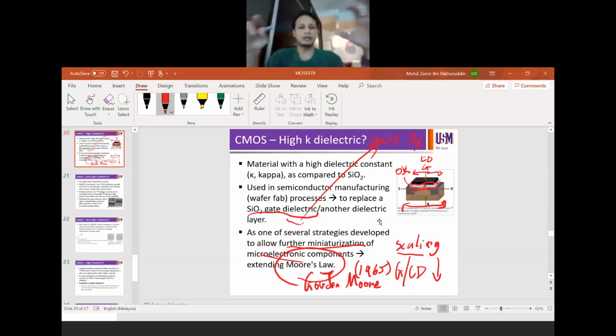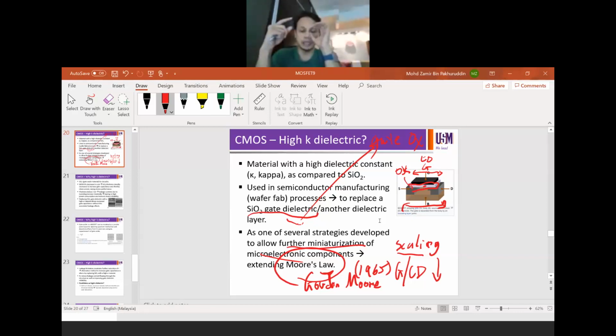Okay, so then maksudnya you have to do the scaling to be able to extend the law forever, but it couldn't go forever sebab you are limited. Kalau you are pushing down the gate up to certain extent, how much can you push? Theoretically, how much can you push? What do you think? Kalau nak kecilkan size gate and transistor size, how low can you go? What's the fundamental limit? How small can we go?